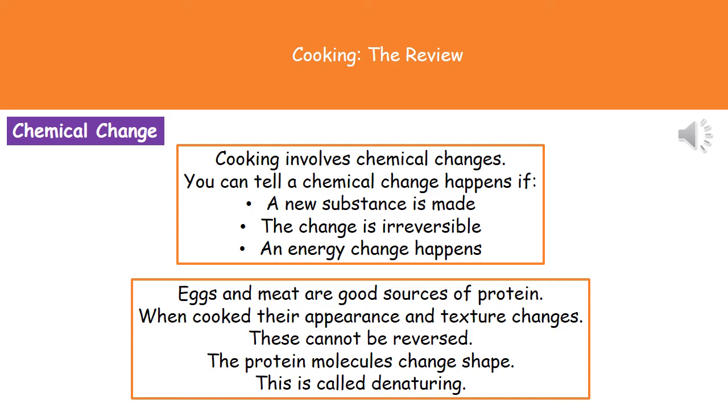And the reason behind that is the protein molecules that make up the eggs and the meat have changed shape, and this is called denaturing. And that denaturing of proteins is an irreversible change. Therefore, it is a chemical change.